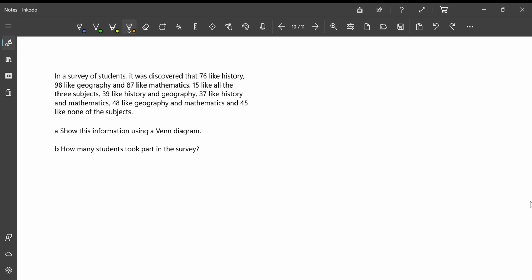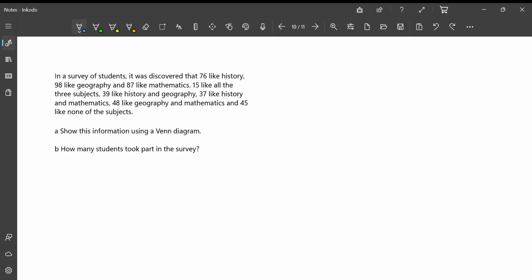Alright, now let's proceed on our knowledge of Venn diagrams. Now let's look at this next question. It says, in a survey of students, it was discovered that 76 like history, 98 like geography, and 87 like mathematics. 15 like all the three subjects, 39 like history and geography, 37 like history and mathematics, 48 like geography and mathematics, and 45 like none of the subjects. Show this information using a Venn diagram.